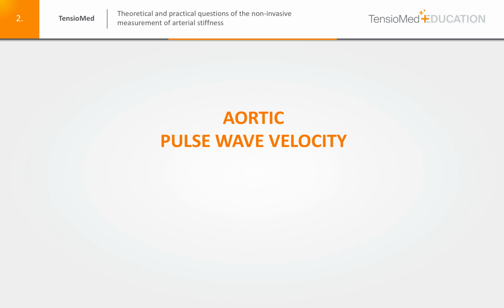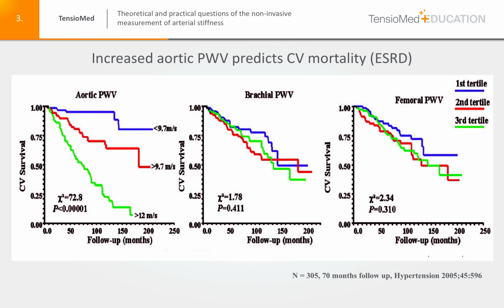Let's talk more in detail about the aortic pulse velocity. The aortic pulse velocity is well known as a predictor of the cardiovascular morbidity and mortality. The very first data came from the end-stage renal disease trials, where it was nicely pointed out that the increased aortic pulse velocity predicts the cardiovascular mortality.